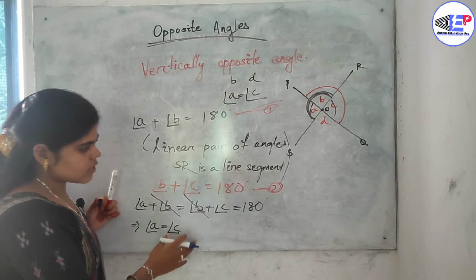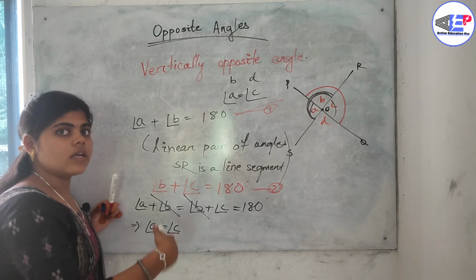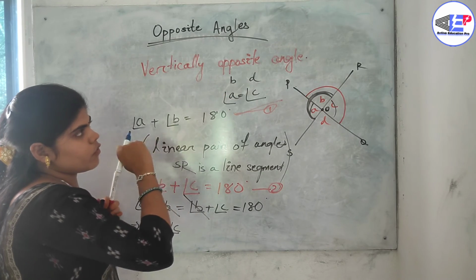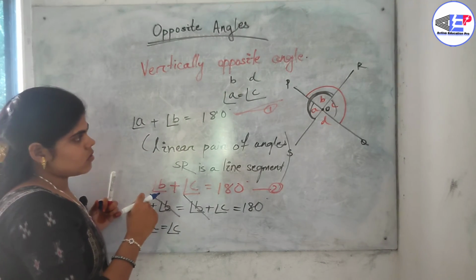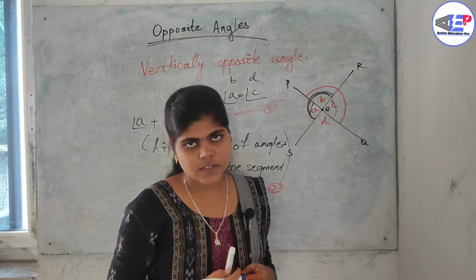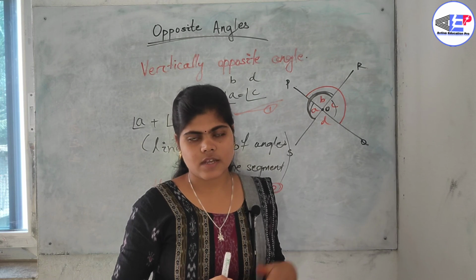So, this is the relationship and this is the derivation of how a vertical opposite angle is the same as its other vertical opposite angle. Similarly, you can prove B and D. Thank you. This is all about vertical opposite angles and their derivation. In my next video, we will study the different types of angles and many more. Thank you.